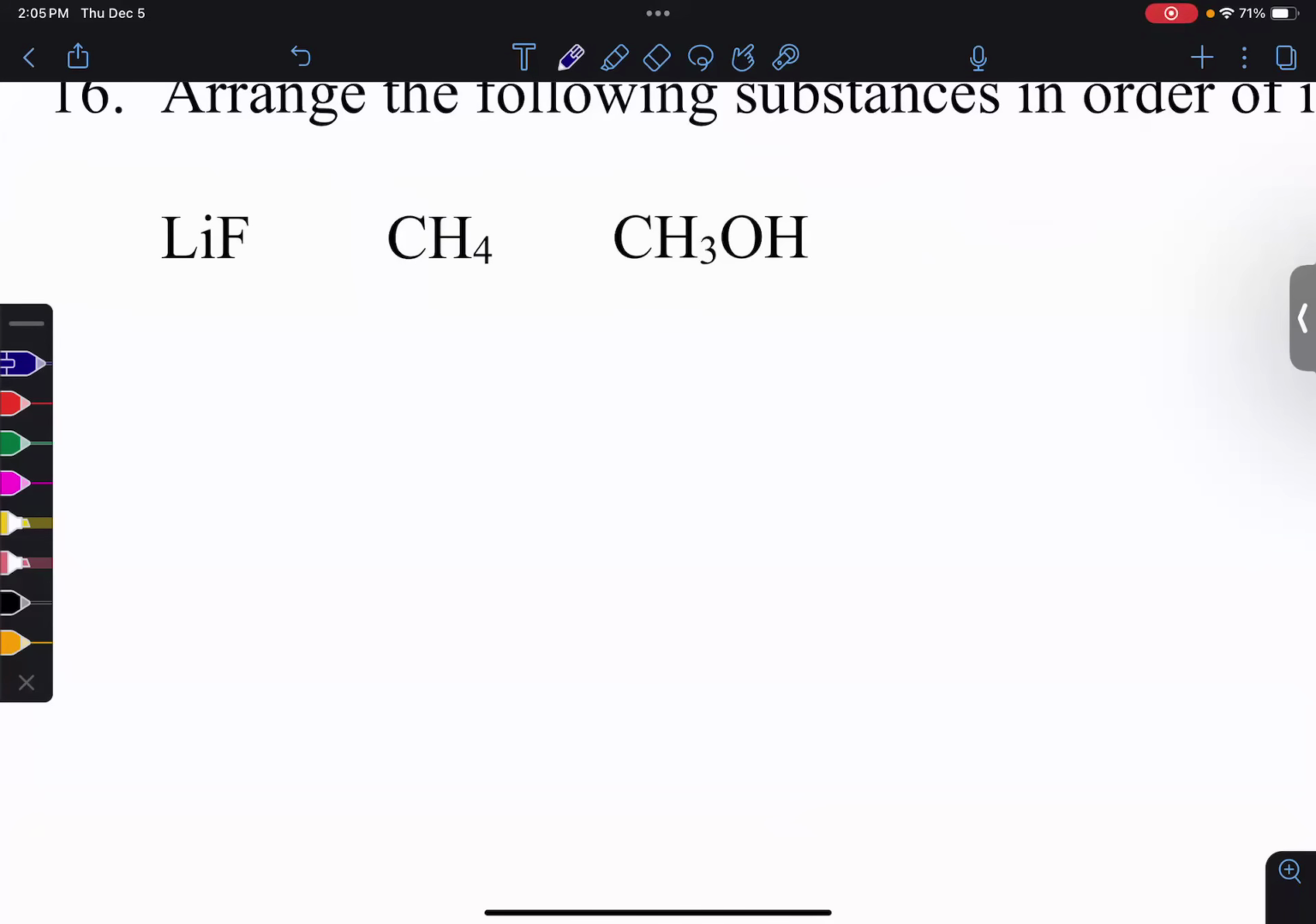Let's work backwards, right to left. This substance, what is the most important IMF? H bonding. How do I know? OH. Perfect. CH4, what's the most important one? London dispersion. Perfect. LiF, we haven't talked about this one in chapter 11, but we did in chapter 12. LiF is what kind of solid?